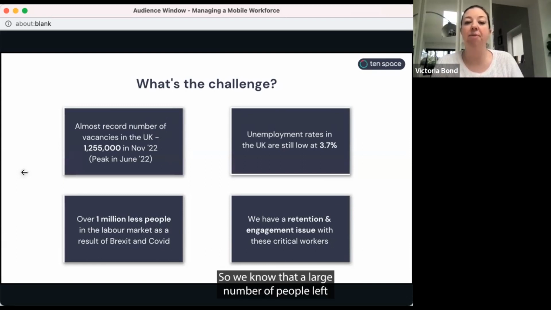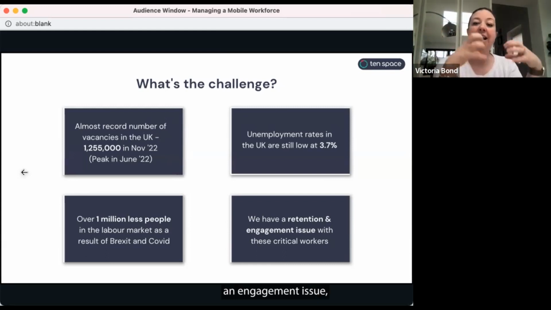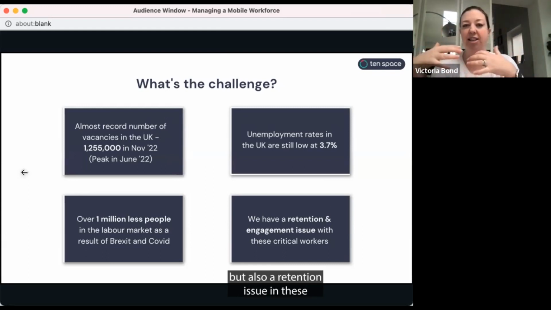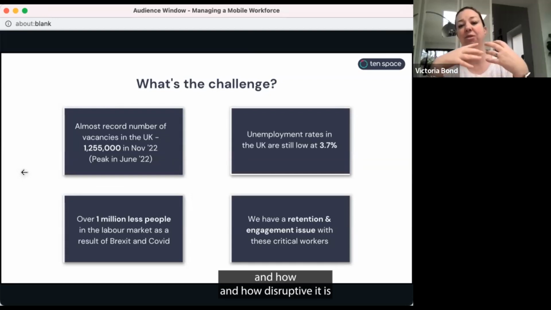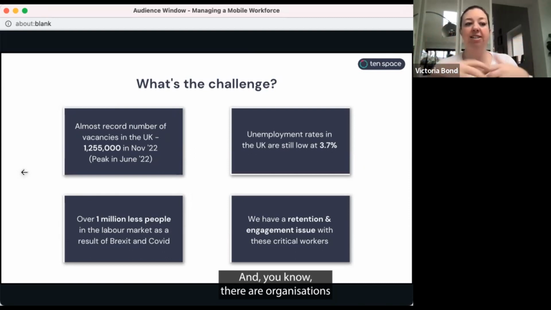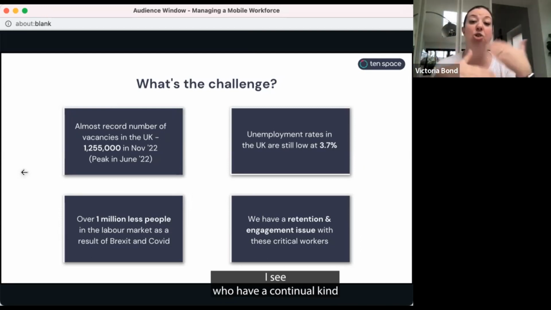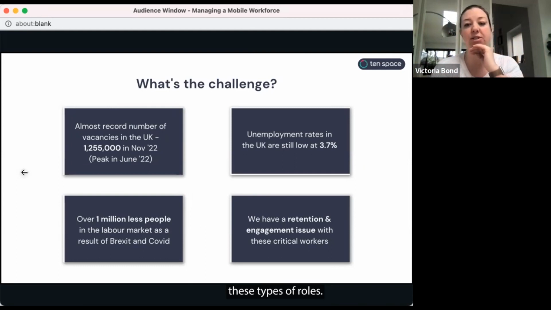So we know that a large number of people left the UK labour market. Either they retired, came out of the labour market for care reasons, or maybe they just left the country entirely as a result of Brexit and COVID. What that is creating is an engagement issue, but also a retention issue in these critical workers. I'm sure many of you on the call, I don't need to tell you how time consuming, costly and disruptive it is to have to recruit over and over again. There are organisations that I see who have a continual revolving door of these types of roles, and it's costly and time consuming to replace them.